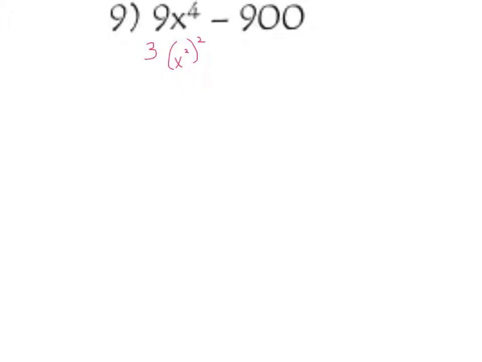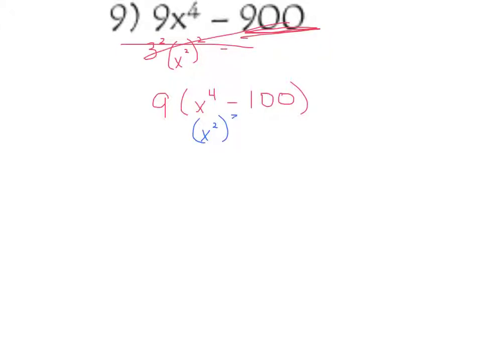And we have a 3 squared here, but we don't have a perfect square here. But is there a common factor? And there is. So before we do any of this, we pull out the common factor, and we're left with x to the 4th minus 100. And now we do have perfect squares. We have x squared squared minus 10 squared. And we have our 9.